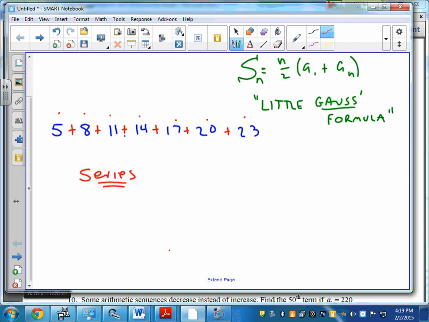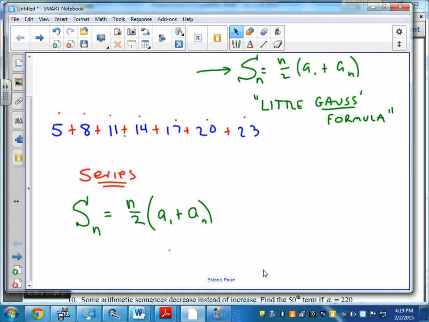And the formula we're going to use is little Gauss's formula. We're going to use this formula right here. Now, this is the sum of the first n terms. It's always going to be n divided by 2 times the first term plus the nth term. And to work this, you really need to know how many terms you have. So there's the last one, there's the first one. So it's pretty clear that a sub 1 is 5.